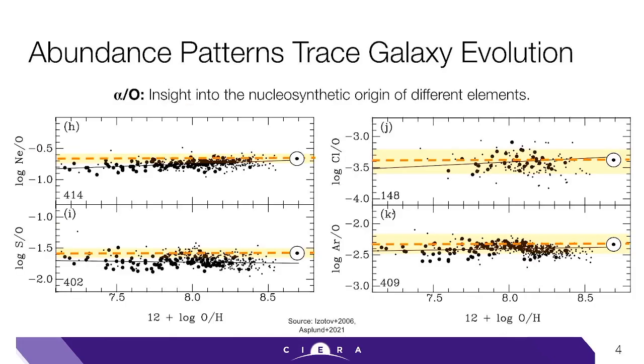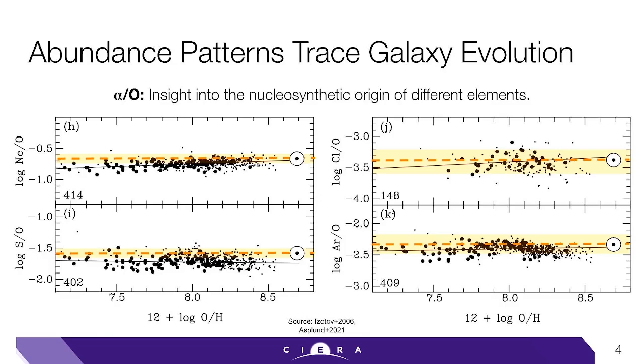So for example, other common elements that we can measure from an optical spectrum of a star-forming galaxy include neon, sulfur, and argon. When we plot these abundance ratios relative to oxygen in the local universe, again, these are all from SDSS, we see that these abundance ratios are relatively constant, show no trend with metallicity or ionization, and are pretty consistent with the solar abundance ratios, which are plotted as these horizontal orange dashed lines.